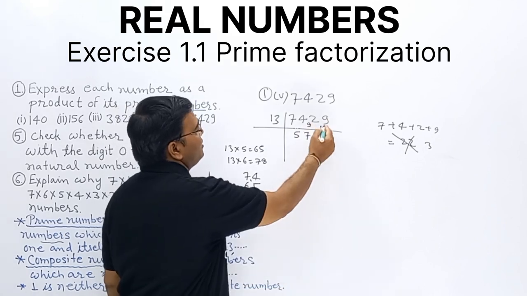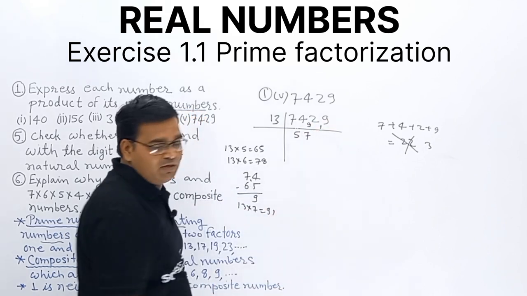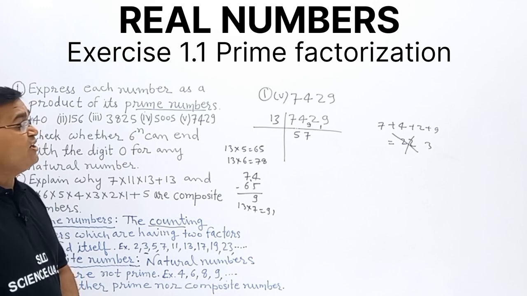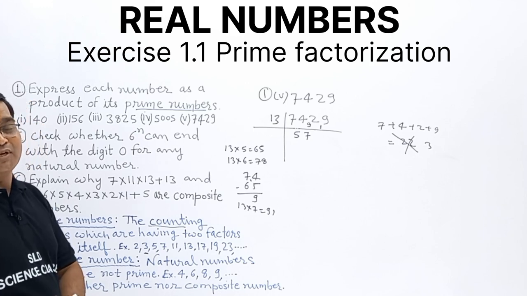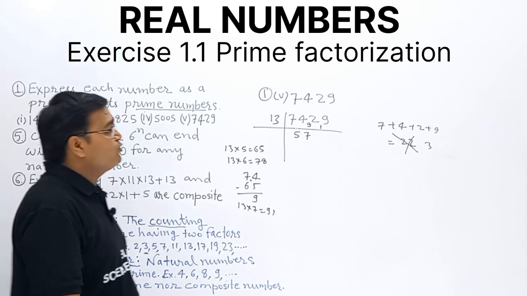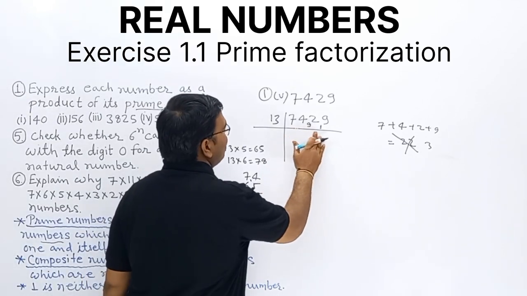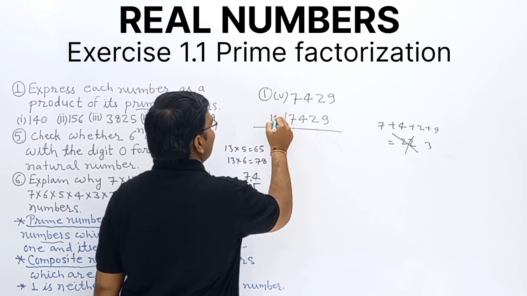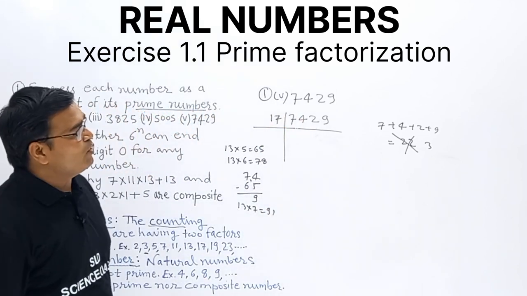Now this is 19. It means we cannot divide, 19 is a prime number. We are not getting remainder equal to 0, so we cannot use 13. Using the next prime number, 17.